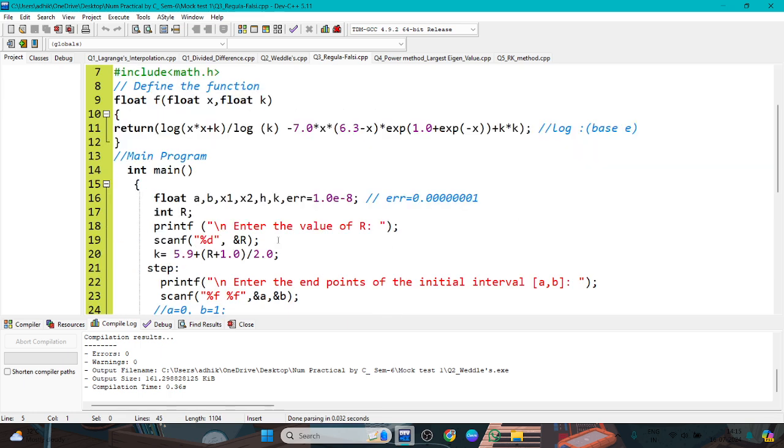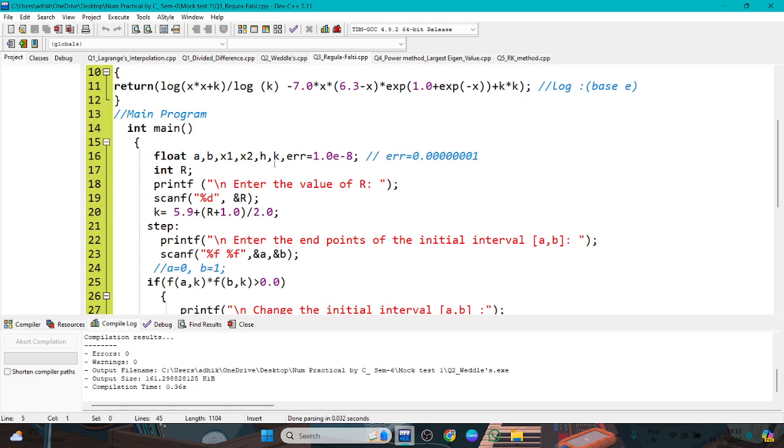Main program is float a, b, x1, x2, h, k. This error term, this tolerance level, we set here as 10 to the power minus 8, that is 0.1, 2, 3, 4, 5, 6, 7, 7 zeros not 1. An integer variable r, printf enter the value of r, the last digit of roll number, scanf r, k equal to 5.9 plus bracket r plus 1 bracket close divided by 2.0. That is giving the value of k, which is given in the question.